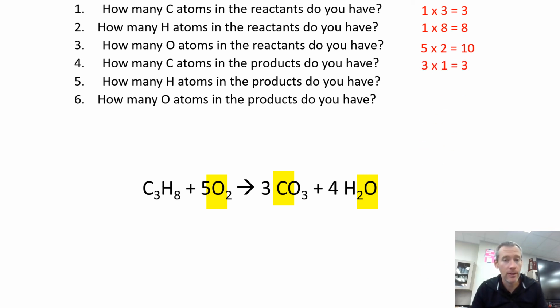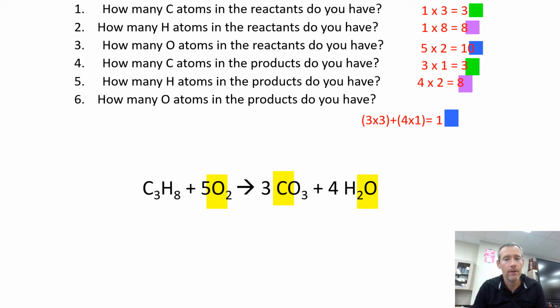Carbon should be 3. Hydrogen is 8. And then oxygen, you have 2 places for oxygen. 3 times 2, sorry, and that's 6. And 4 times 1 is 4. That gives you 10 of oxygen.